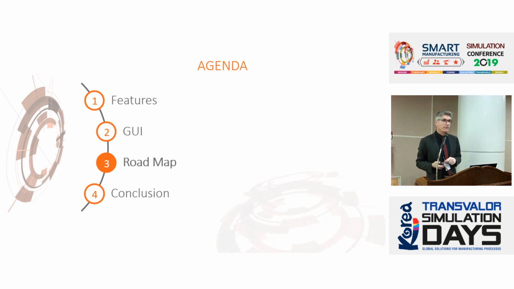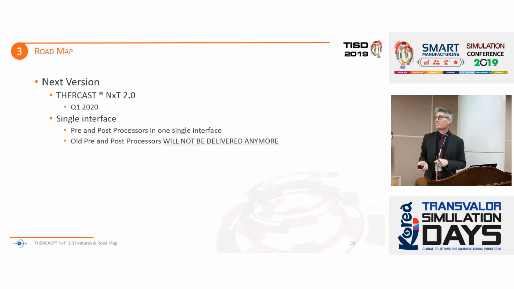Okay, so regarding the roadmap, just a few words. This new version 2.0 is released next year, so roughly in March 2020. A very important point to note is that it will be delivered only with the single interface, meaning that the old pre and post processing won't be delivered anymore. So neither GL Pre nor GL Innova will be available in this new version, so only the NXT interface. So keep in mind this point.